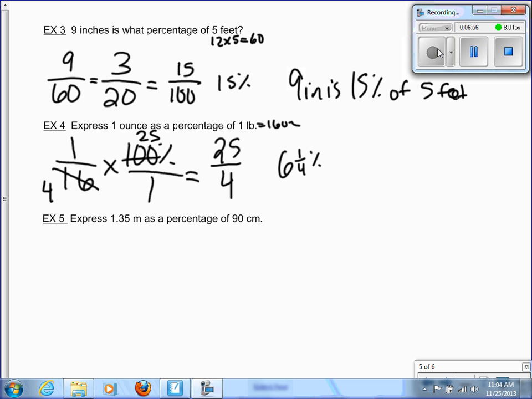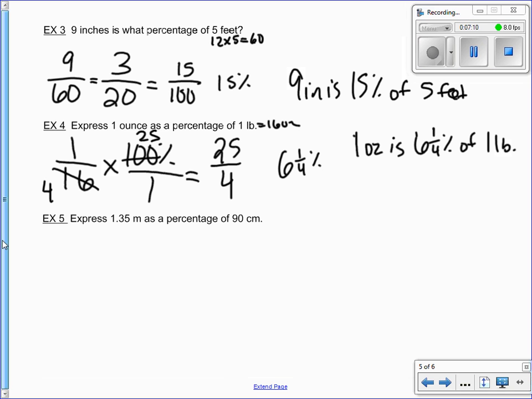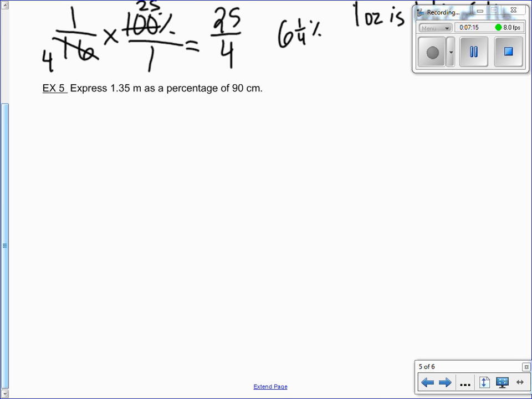So your sentence would be that 1 ounce is 6 1/4% of 1 pound. Okay? All right, so let's try example 5 here. Express 1.35 meters as a percentage of 90 centimeters. Isha, what should we do? Well, first you have to convert 1.35 meters into centimeters. It would be 135 centimeters.